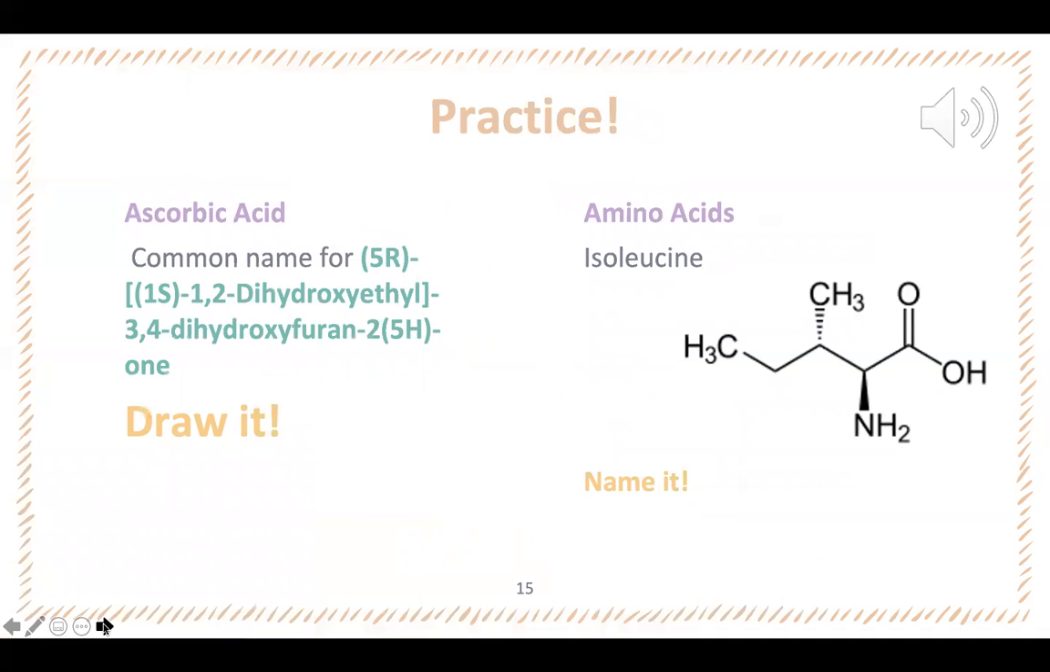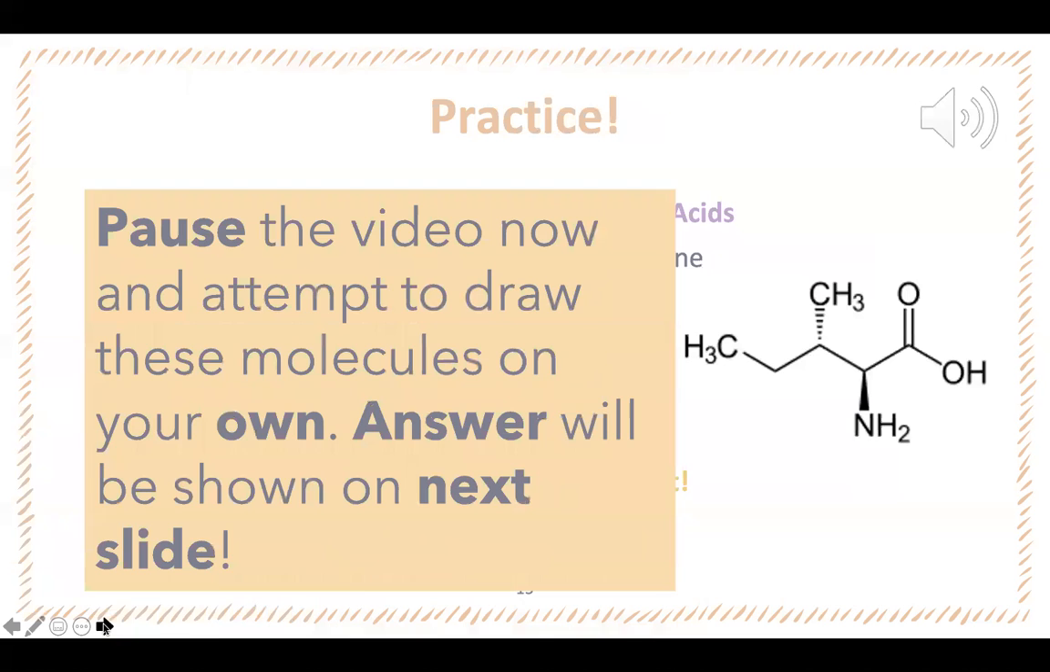Okay, let's draw one more molecule. The first one, ascorbic acid. The next one is the amino acid isoleucine. Now, look at the drawing and try to name it. Pause the video now and attempt these two problems on your own. Answers will be shown on the next slide.